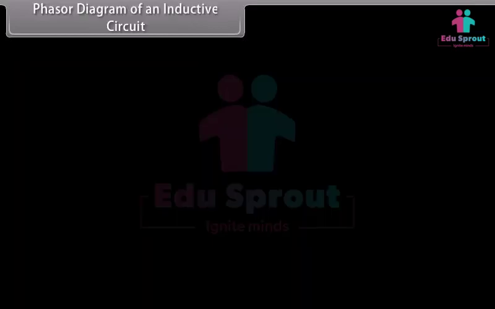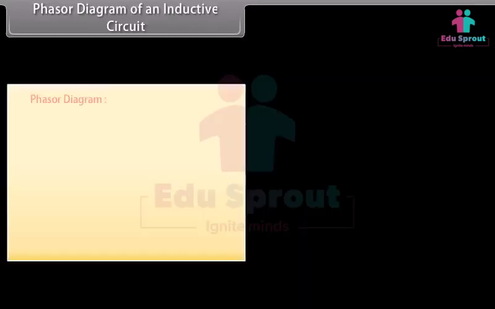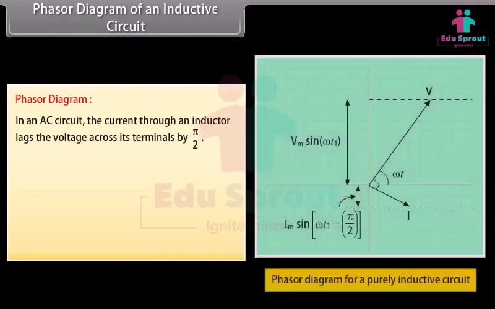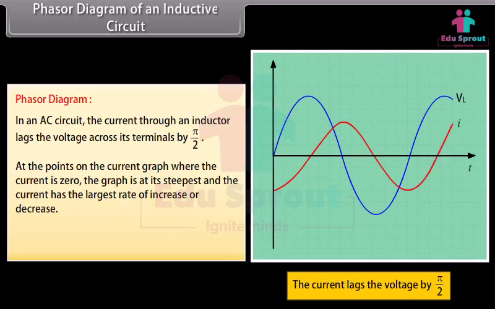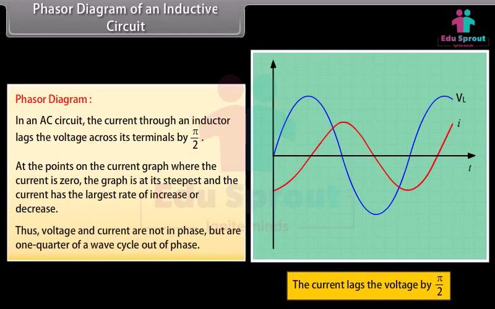Phasor diagram of an inductive circuit. In an AC circuit, the current through an inductor lags the voltage across its terminals by pi by 2. At the points on the current graph where the current is 0, the graph is at its steepest and the current has the largest rate of increase or decrease. Thus, voltage and current are not in phase, but are one quarter of a wave cycle out of phase.